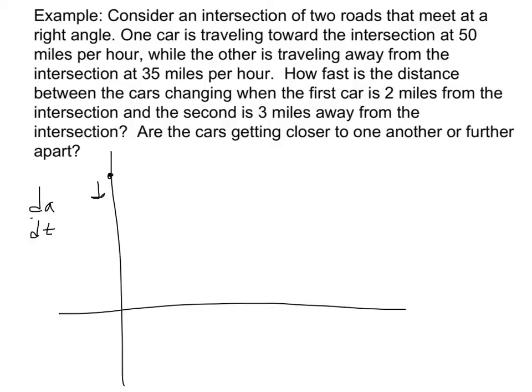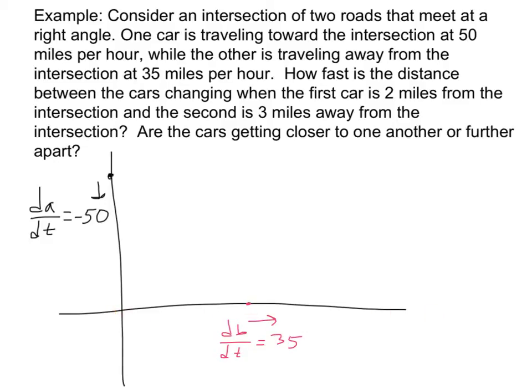The question is, what should we write there? Should that be 50 or negative 50? The answer is that it'll be negative 50, because this distance is getting shorter. Then the other car is traveling away from the intersection at 35 miles per hour. So we've got another car over here that's traveling this direction, and down here we'll say dB dt is positive 35. Again, not so much because it's going to the right, but because this distance is getting longer.